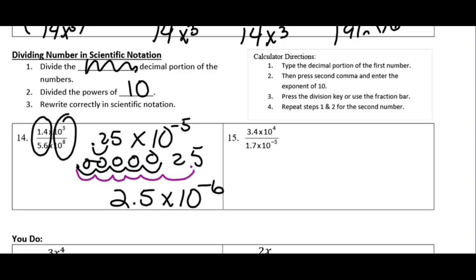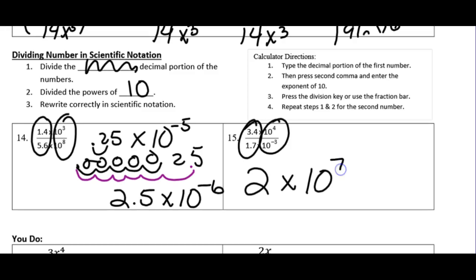So same thing with number 15. You could divide this, say that that would be 2 times 10 to the 4 minus a negative 3 would be 7. Or use the calculator. This one we don't need to change because it's actually in scientific notation. You could use the calculator, say 3.4, second comma, to the 4th power, divided by 1.7, second comma, to the negative 3, and enter, and you get the same answer.